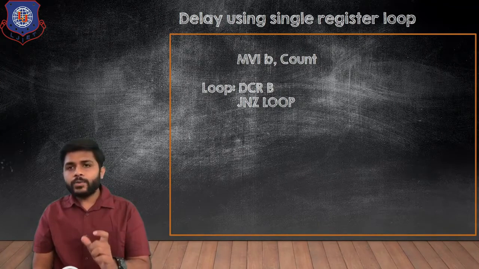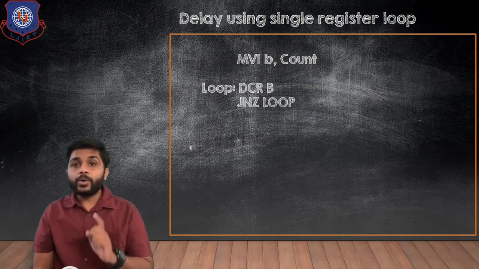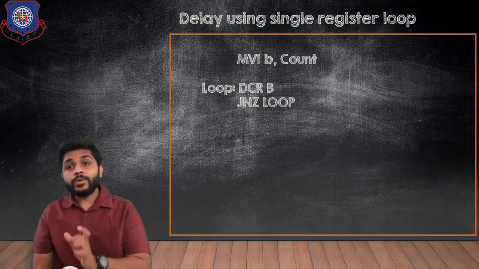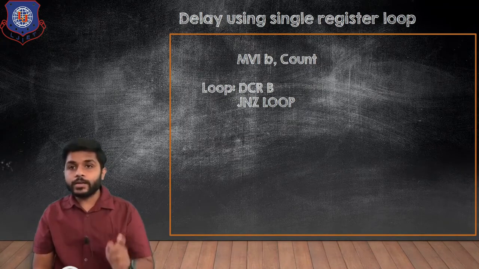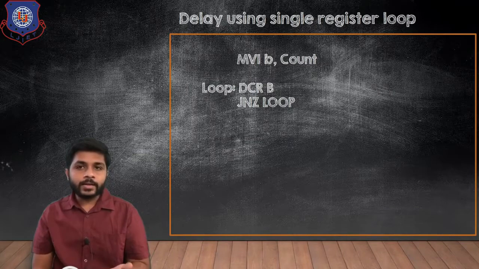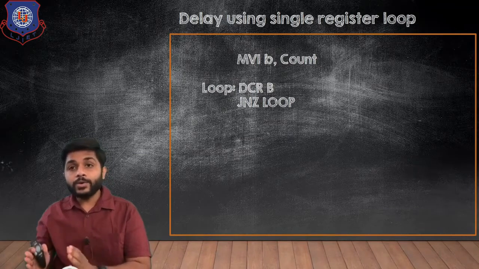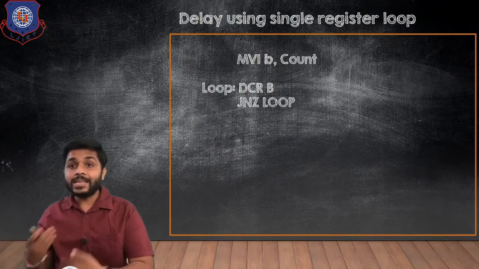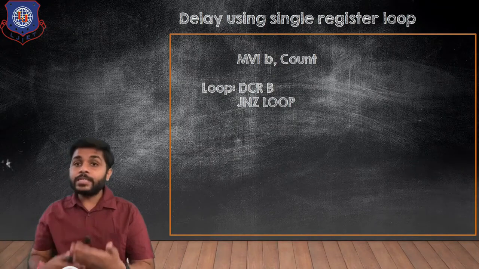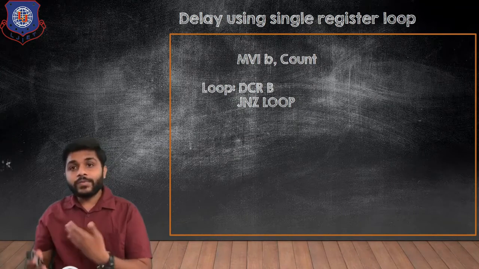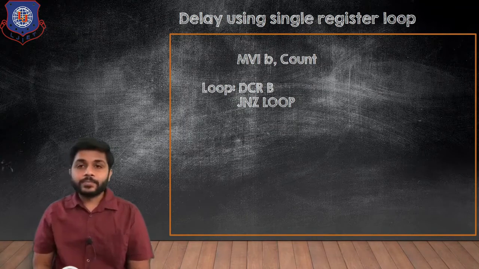If the value of count is 1, the loop will be executed only one time. If the value of count is 100, this loop will be executed 100 times. You can clearly understand that if the loop is executed 100 times, the number of T states will increase. As the number of T states is larger, we will get a larger delay.